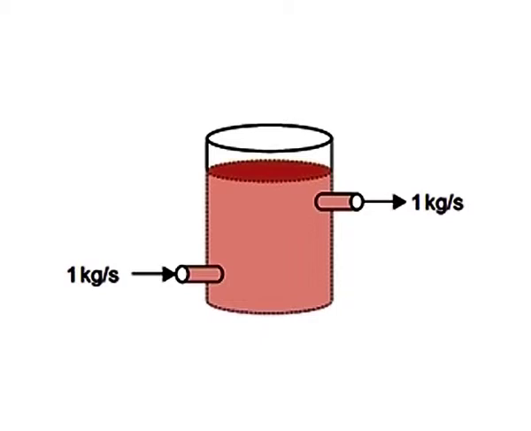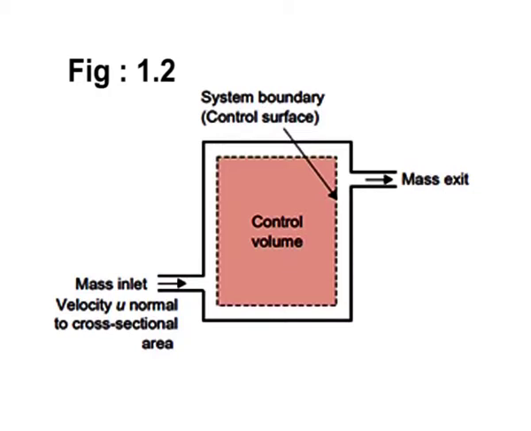For example, as shown in figure 1.1, the level of milk in a tank remains constant. If the milk flow rate at the inlet is 1 kg per second, then the flow rate of the milk at the exit must also be 1 kg per second. Next, let us convert the previous equation into a mathematical form.